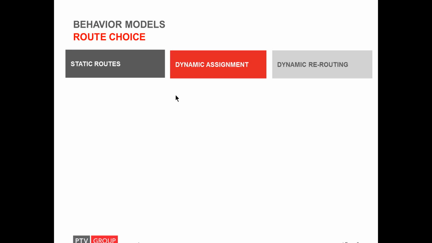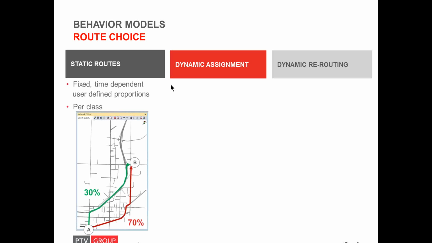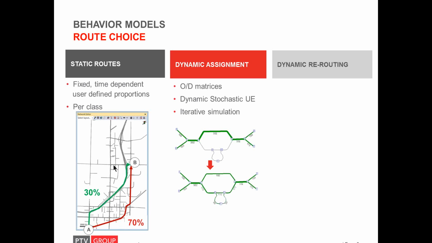One way to model vehicle routes is the use of static routes. In this case, routes with fixed, time-dependent, user-defined proportions are defined at decision points. And this makes sense if the route choice is known from field observations, an estimation process, or a strategic model. Demand provided in origin-destination matrices can be assigned to the network based on a dynamic stochastic user equilibrium assumption. And in this case, simulation is repeated until the OD flows are distributed according to the stochastic user equilibrium, and this is checked in every iteration against user-defined convergence criteria.